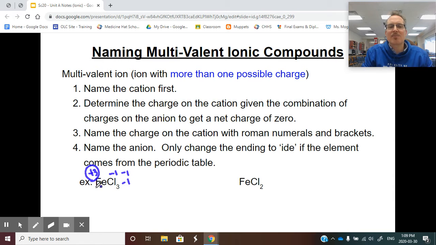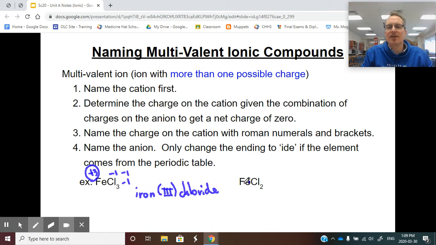Again, I'm going to go through that one more time. Since iron has more than one possible charge in the periodic table, we're going to go and look up chlorine. Chlorine has a charge of -1, but I have 3 chlorines, so that means I'm going to have 3 -1 charges. The total charge for chlorine then is going to be -3, which means the total charge in iron to balance this out has to be +3. We are going to call this iron(III) chloride.